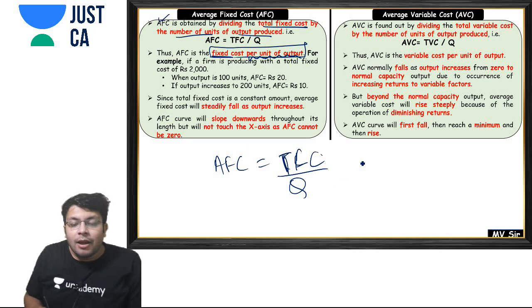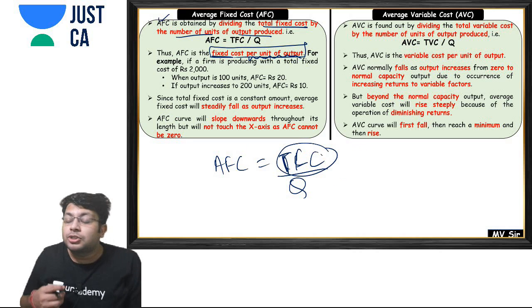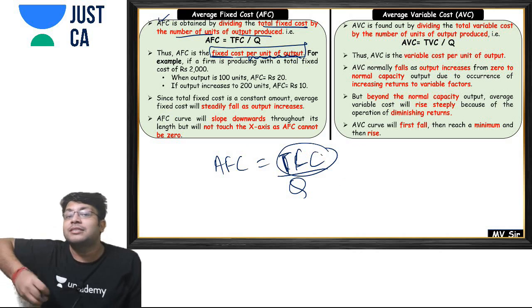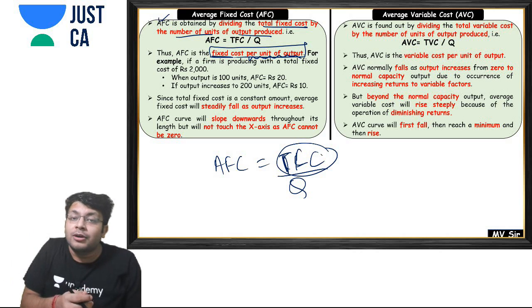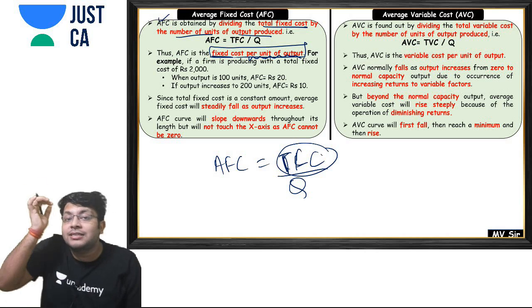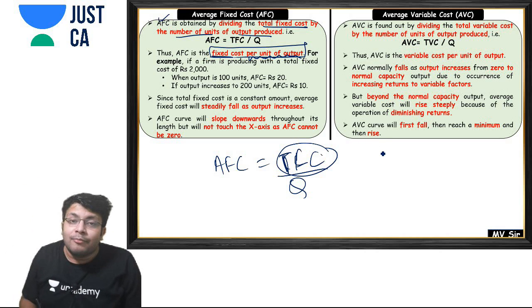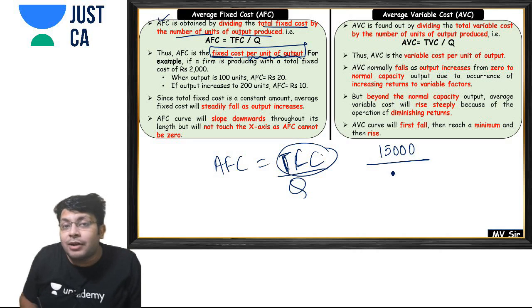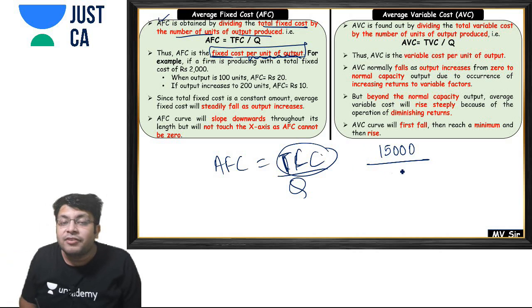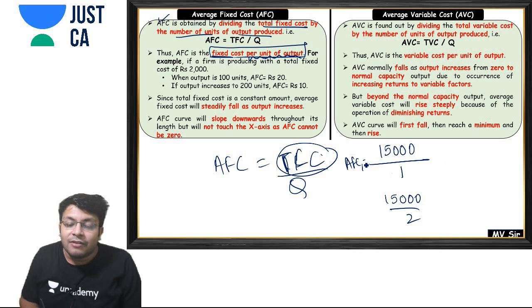So see, my total fixed cost remains the same at every level of output, but my level of output will keep on increasing. Now I am dividing the same number by increasing numbers. For example, if my fixed cost is 15,000, for my first unit of output I will divide 15,000 by 1. Then for my second unit, I divide 15,000 by 2 for calculating average fixed cost. So average fixed cost at 1 will be 15,000. Average fixed cost at 2 will be 7,500.